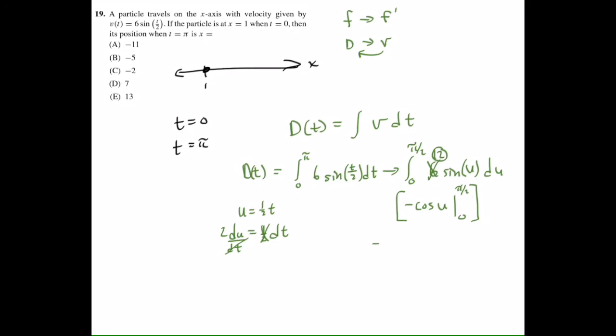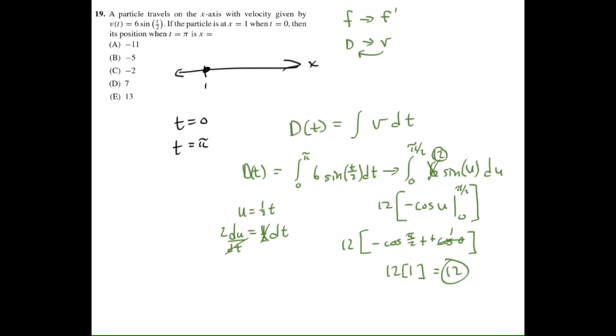So I plug in pi over 2 first, so I have negative cosine pi over 2, and let's not forget we're going to multiply this by 12 when we're done. So I put my 12 out in front. Now I'm going to subtract negative cosine of 0. So that would be a positive. Cosine of 0 is 1. Cosine of pi over 2 is 0. So we have a 1 times 12. That gives me 12.